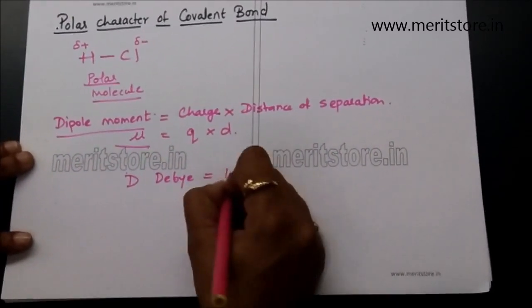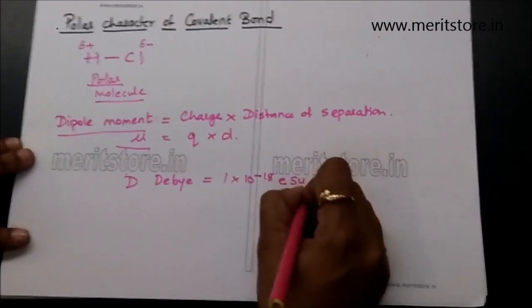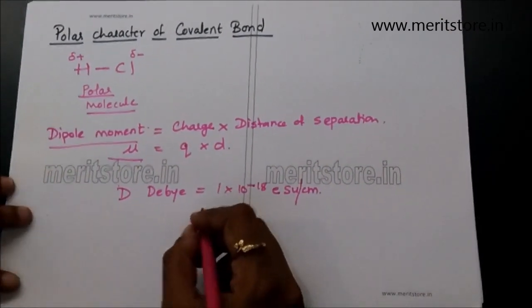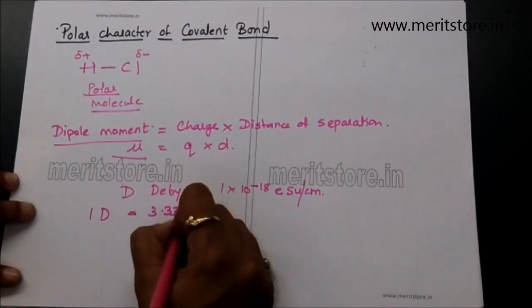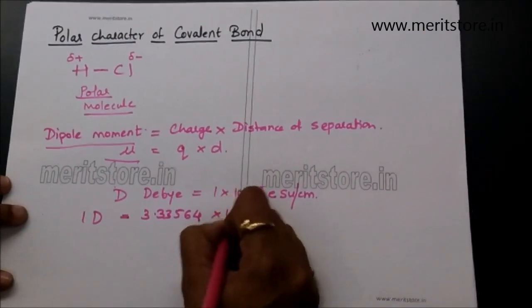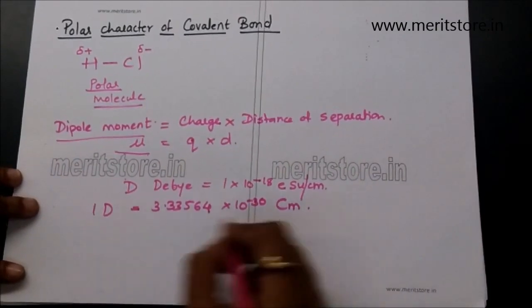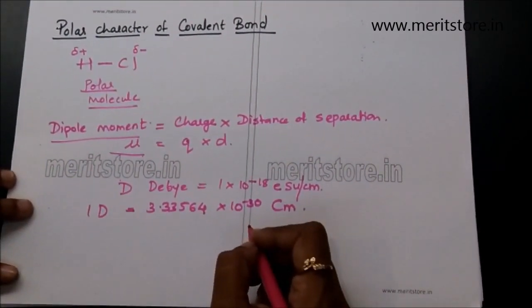This Debye is equal to 1 into 10 raised to minus 18 ESU, or it is also measured in coulomb-meters. 1 D is equal to 3.33564 into 10 raised to minus 30 coulomb-meters. The dipole moment depends on the type of the molecular structure.